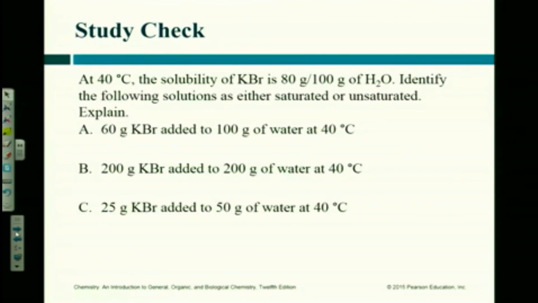Saturated. Because even though it's in terms of 200 grams of water, if you divide it in half, it's still more, isn't it? You would have 100 grams of potassium bromide for every 100 grams of water. And C? What about C? Unsaturated. If I put that in terms of 100 grams of water, how much potassium bromide would I have? I would have 50, wouldn't I? And 50 is less than 80, so it is unsaturated. Okay?